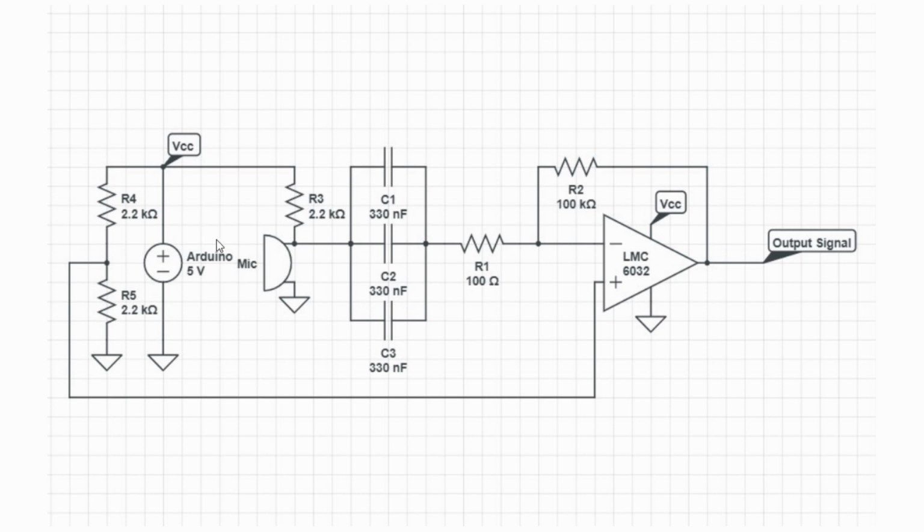The voltage divider on the left provides a 2.5 volt input to the positive terminal of the op-amp, which biases the output signal by 2.5 volts, meaning that the output voltage will range from 0 to 5 volts rather than negative 2.5 to 2.5, because negative voltages are unreadable by the Arduino.